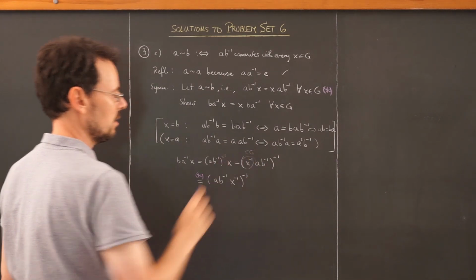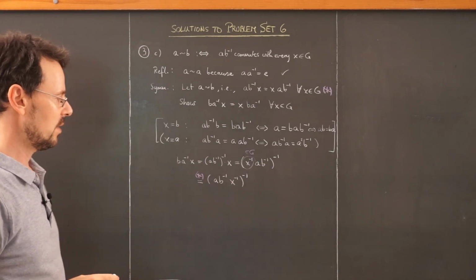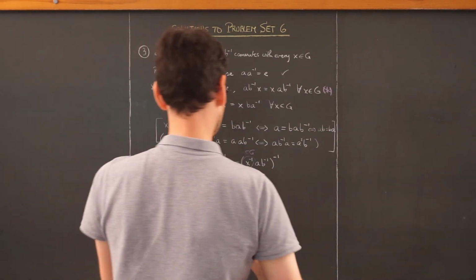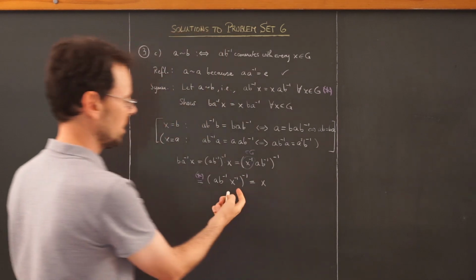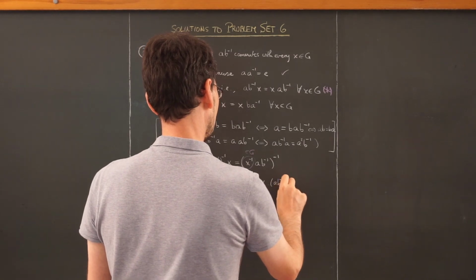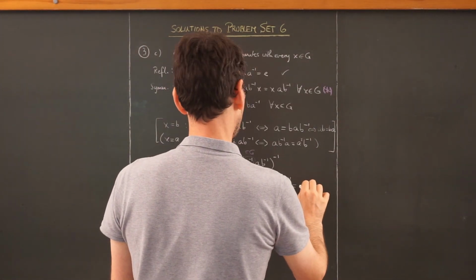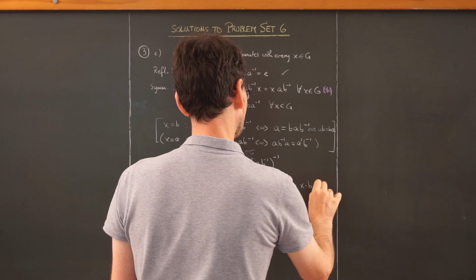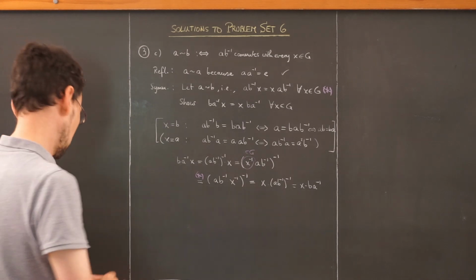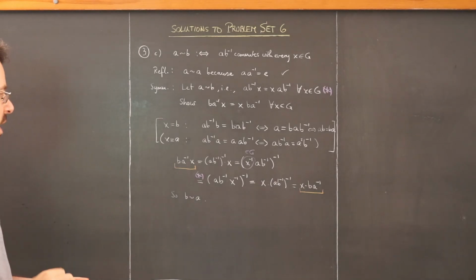This here is simply another element of G, so using this here I can switch around the order inside the parentheses. And now again I use the formula for the inverse. So I end up with X inverse inverse, which is X, times AB inverse inverse. And this here is X times BA inverse, again by the formula of the inverse of a product. And this is what we needed to show. All right, so B is in relation to A as well.